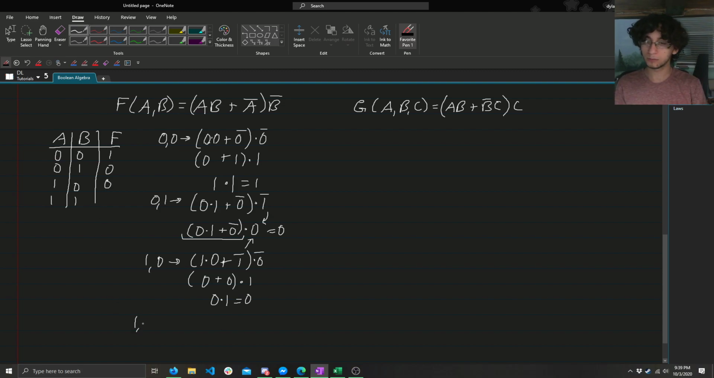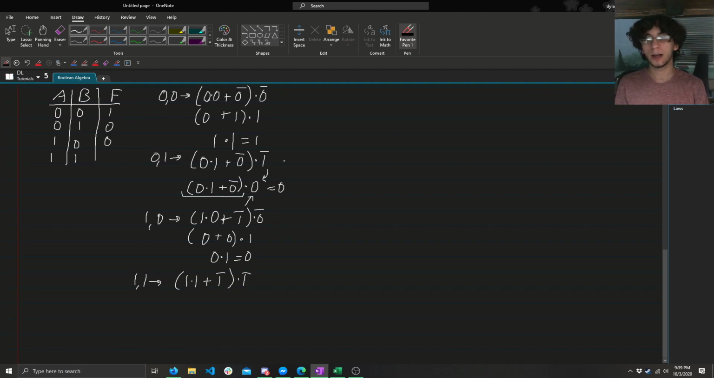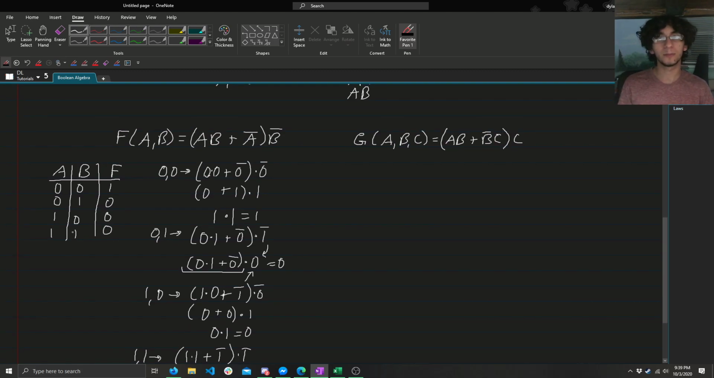Finally, for 1, 1, we have 1 times 1 ORed with 1 naught, ANDed with a 1 naught. Well, I'm going to do that same trick that we did last time, where I took this 1 and plugged the 0 in. And here we can see, because we're ANDing anything with 0, that's just going to equal 0. Therefore, this is only true in one place. Pretty neat. That's the truth table that we got.